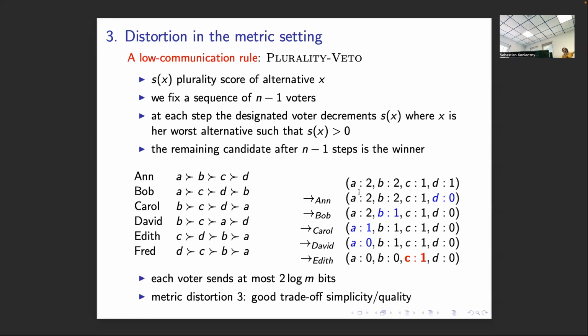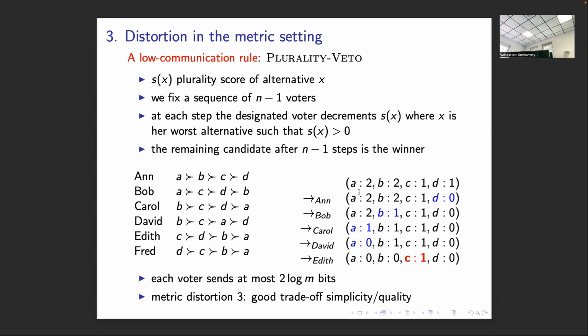I didn't write the references on it. So, the plurality veto: you start by computing the plurality scores of the candidates, and then you take an arbitrary sequence of voters. Each voter comes and subtracts 1 unit from the plurality score of their worst alternative among those who have a non-zero plurality score.